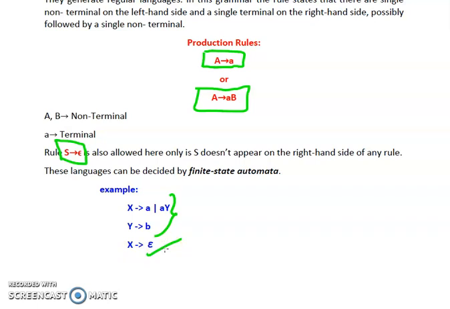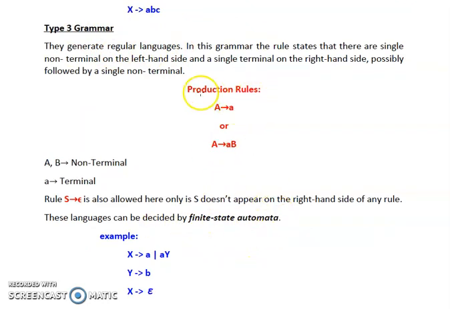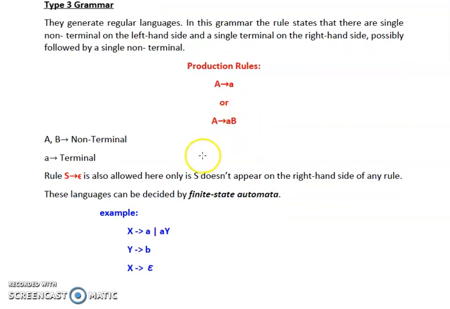Now again, just to summarize the type 3 grammar. Type 3 grammar generates regular languages that can be recognized by a finite state automata, and it provides production rules of the form A tends to small a: a single non-terminal on the left hand side and a single terminal on the right hand side, possibly followed by a single non-terminal. Also, a rule S tends to epsilon is allowed only if S is not present on the right hand side of any other production rule. So that's all about this particular video.